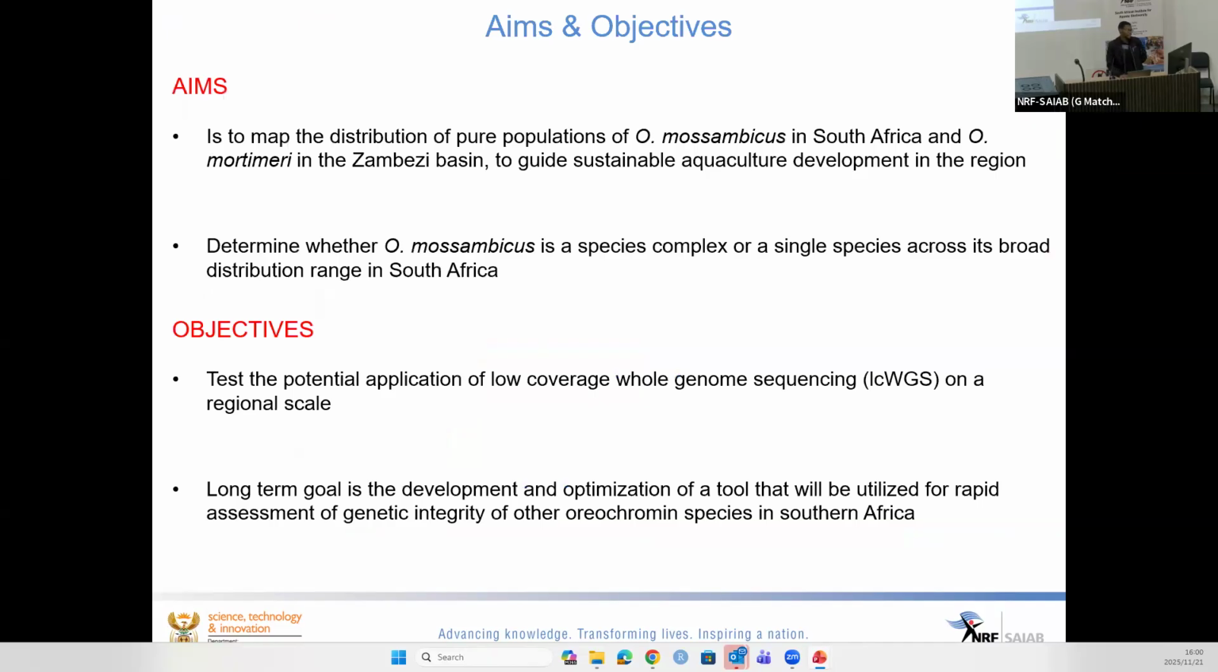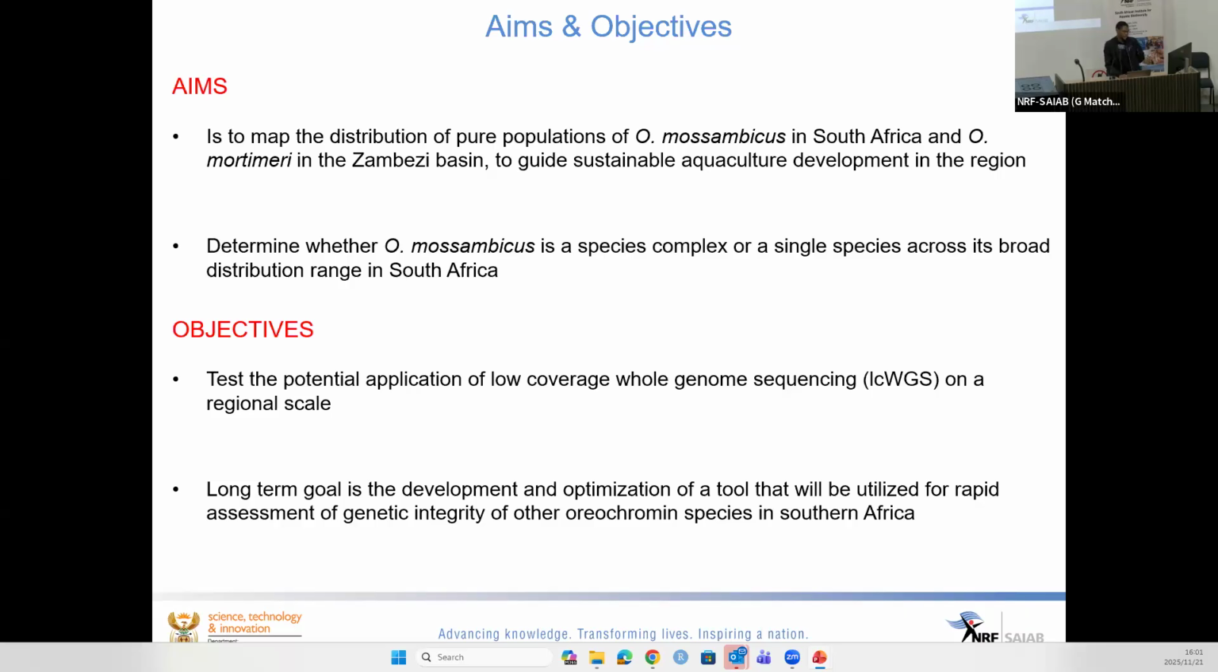The aim of my project is to map the distribution of pure populations of Oreochromis mozambicus in South Africa, as well as Oreochromis mortimeri in the Zambezi Basin, to guide sustainable aquaculture development in the region. Another aim is to determine whether Oreochromis mozambicus is a species complex or a single species across its broad distribution range in South Africa.